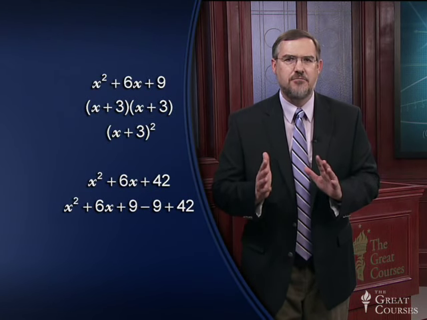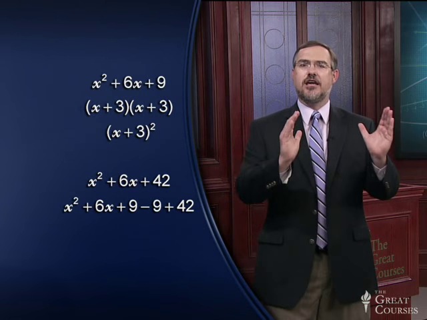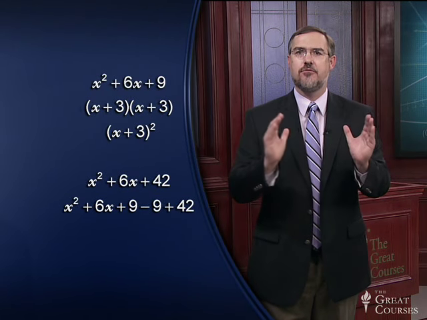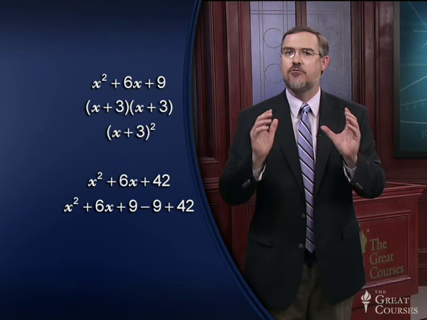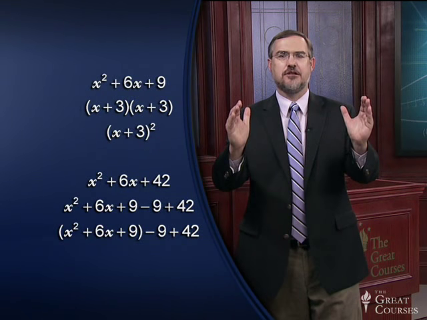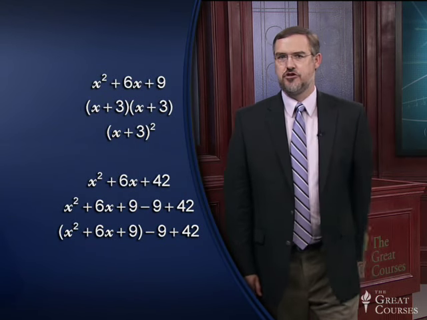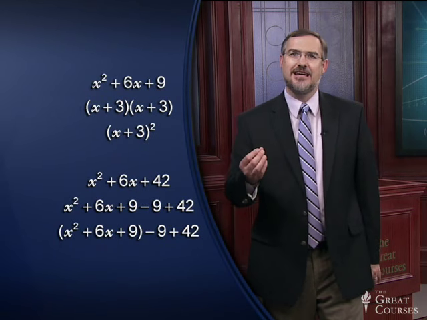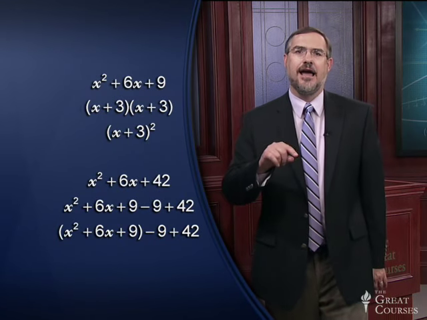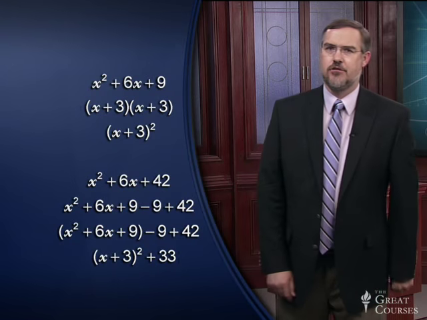Of course, the plus 9 minus 9 is sort of like adding 0, which doesn't do anything. But now I can regroup these numbers in an intelligent way and rewrite it with a little set of parentheses this way. X squared plus 6x plus 9 in parentheses, minus the other 9, plus 42. And if I simplify the negative 9 plus 42, I have (x plus 3) squared plus 33.